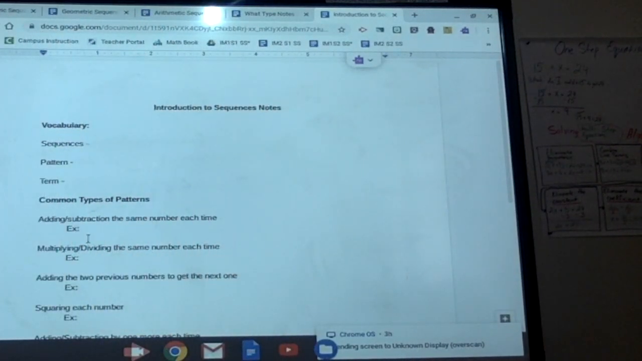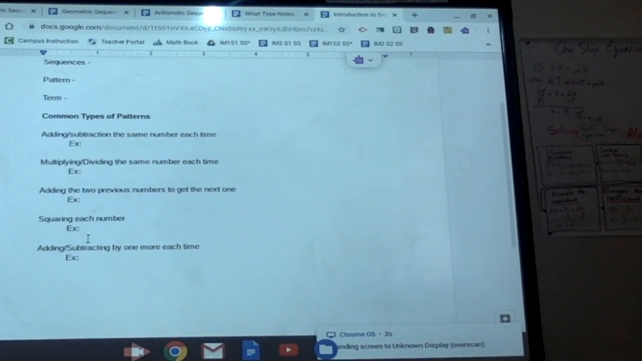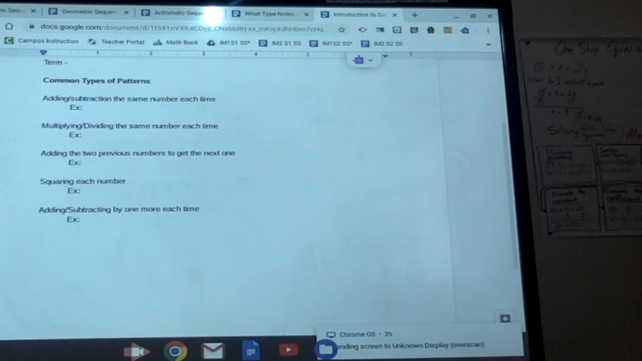So we have some common types of patterns that show up a lot, and I'm just going to teach them to you. And then on your worksheet, you're going to have to practice recognizing patterns.